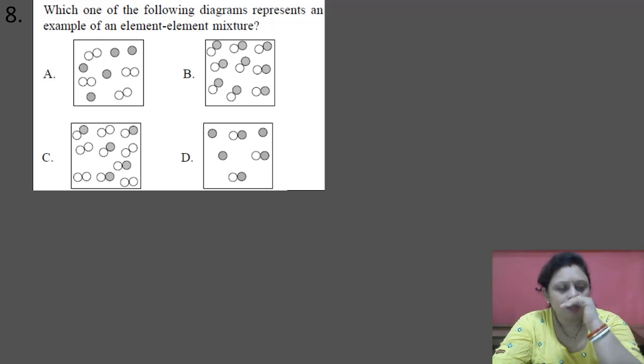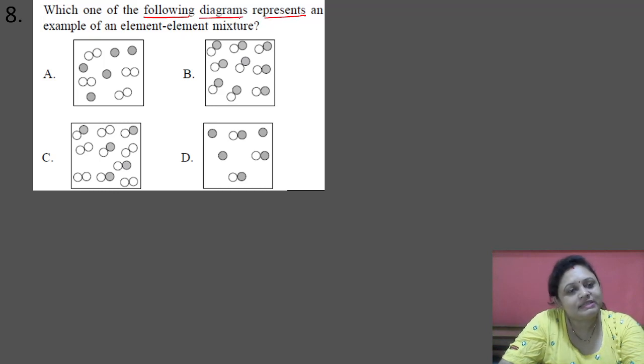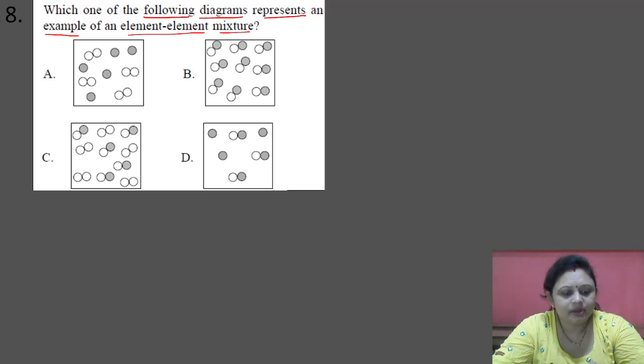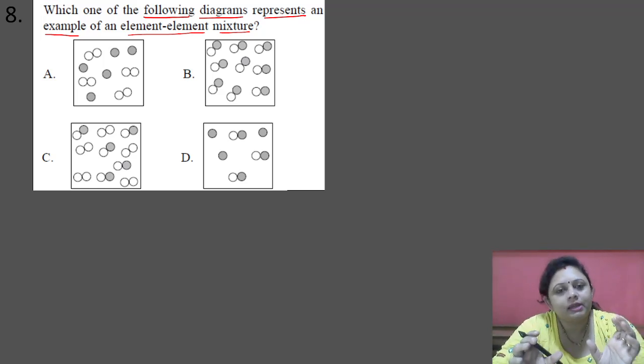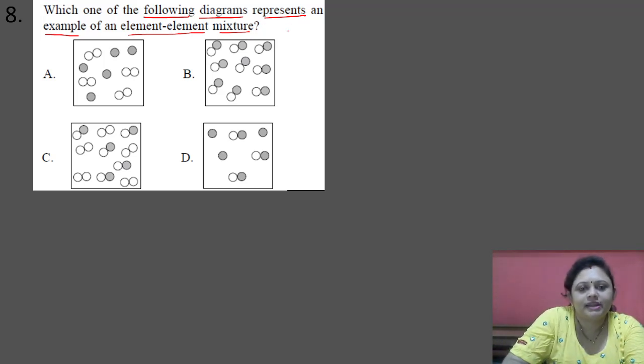Coming to the next question. Which one of the following diagrams represents an example of an element-element mixture? So four options are there, and we have to find out which one is the element-element mixture. So what do you mean by element-element mixture? Here two types of elements are there, and they are not combined with each other. An element contains the same kind of atom, right? Element, they contain the same type of atom.